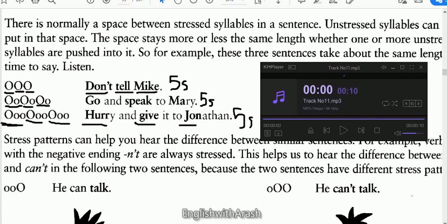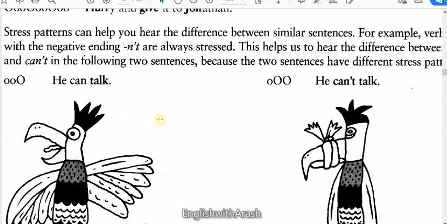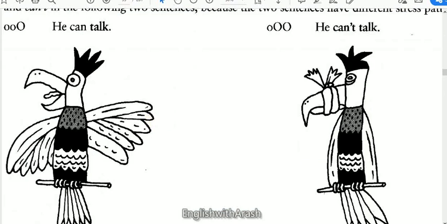So this is the part that I told you would get a little harder. You have to be careful. The number of stressed syllables is going to show you the rhythm, and that's going to tell you how fast you need to be. We will go through more examples. Here it says sometimes stress patterns help you in sentences because they don't really say I can't talk, you know, but stress patterns are actually going to help you here.